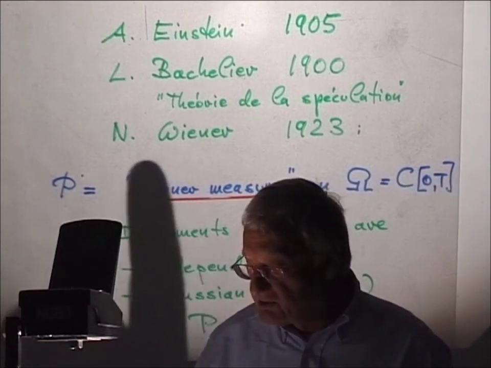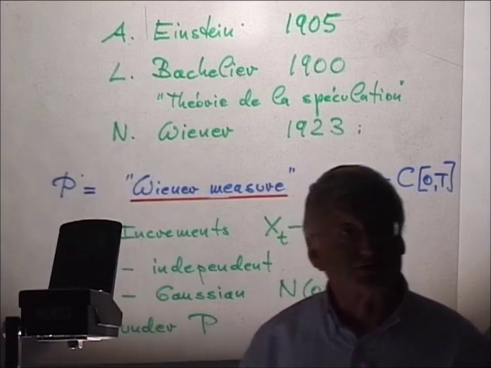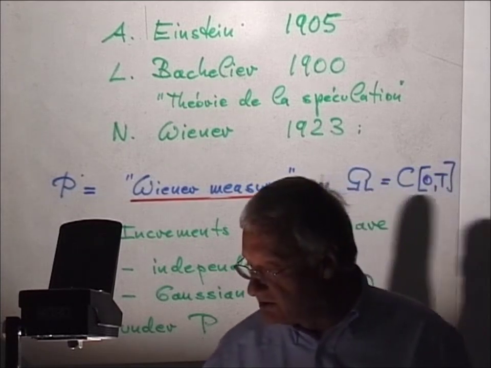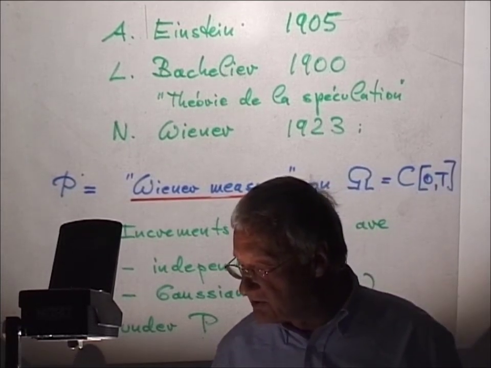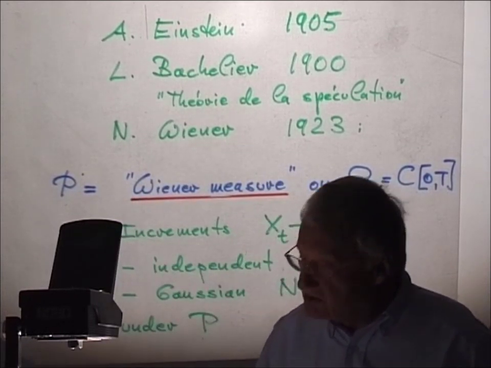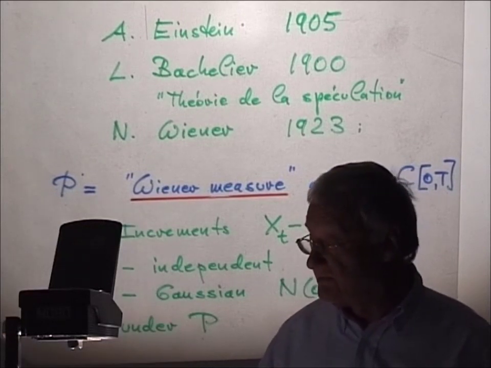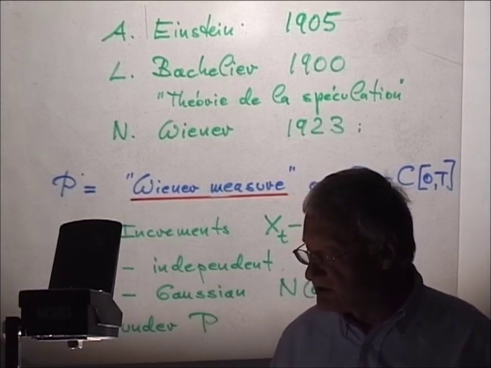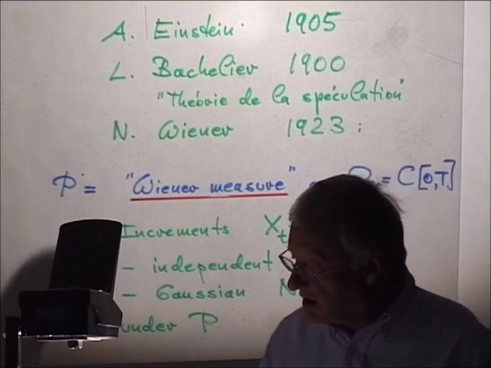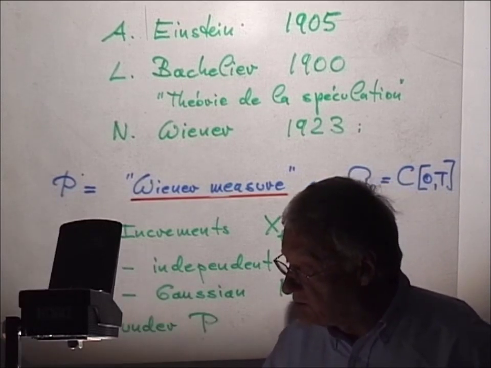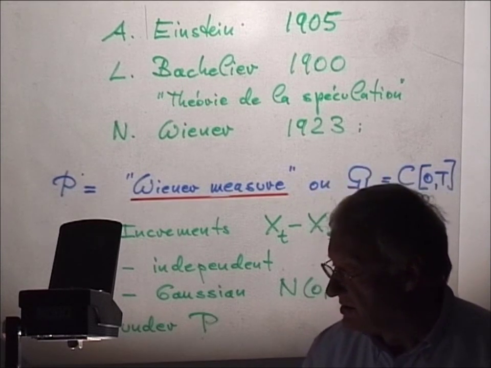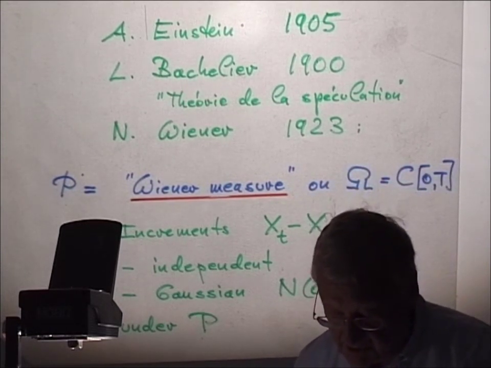The precise mathematical construction of Brownian motion as a probability measure on a path space, namely the space of continuous functions over the time interval from 0 to T, is due to Wiener in 1923. We know there is a unique measure called Wiener measure on path space such that the increments are independent and Gaussian under that measure. So this is standard Brownian motion. This is the normalization: increments are centered and the variance is equal to the length of the time interval.